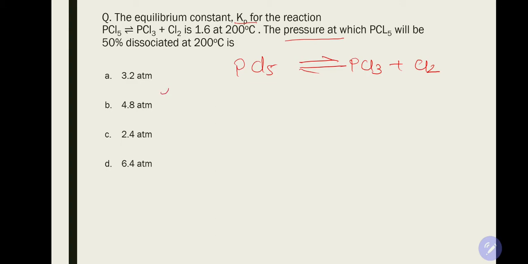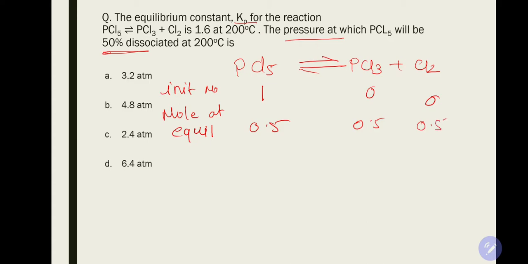What is the initial number of moles? The initial number of moles will be 1, 0, 0. Now, moles at equilibrium. What is the number of moles at equilibrium? They have said it is 50% dissociated, that is, half of 1, which is 0.5. And there will be an increase of 0.5 and 0.5 over here.